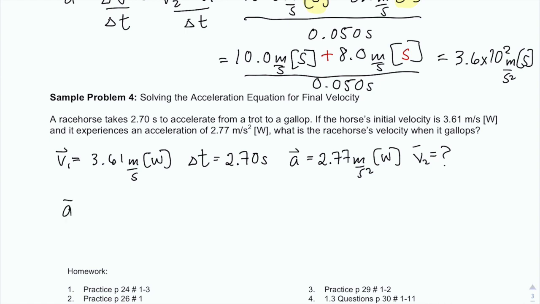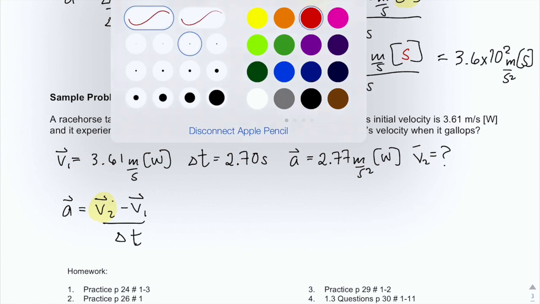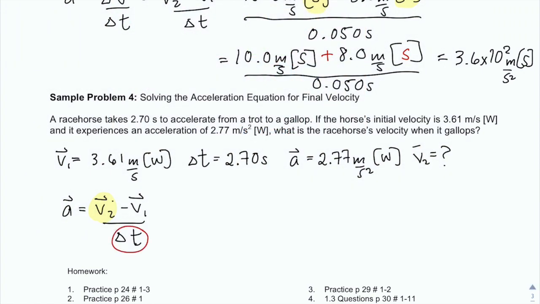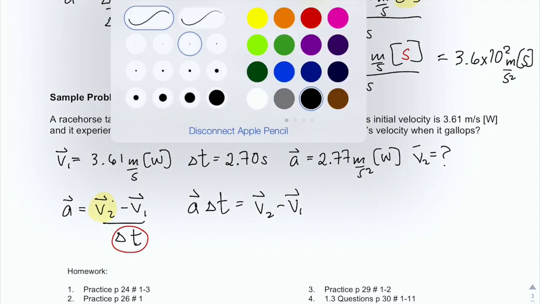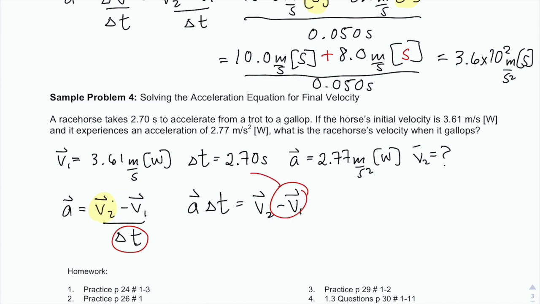So our equation for acceleration is equal to v2 minus v1 over delta t. And we want to solve for v2. So what we have to do is get rid of this delta t first. So we're going to cross multiply so that we have acceleration times delta t equals v2 minus v1. Our next step is to bring this negative v1 over the equal sign. When we do, its sign will change.